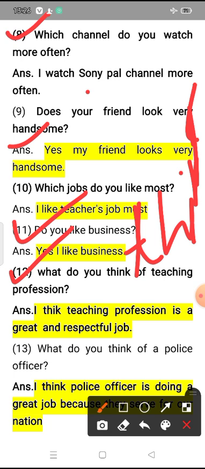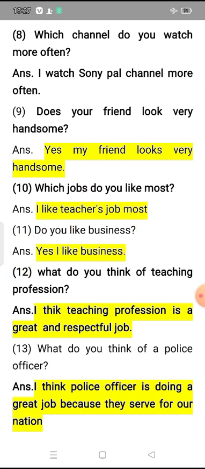Your 13 number question is: what do you think of a police officer? It means what do you think about a police officer, like how is a police officer, how is their work? So you can tell according to your opinion. I have written, I think police officer is doing a great job because they serve for our nation.